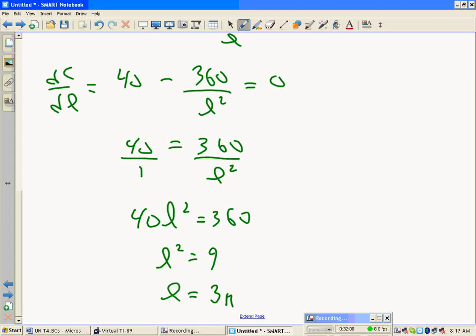What do you do with that information? Are you done? That's the min? No, that's a critical point where the min might exist. First, I got to figure out if it really is a min, and second, I got to figure out what the minimum number of dollars is. I'm still missing 2 pieces of information. So I have to do a sign line on this derivative. Let's do a sign line.